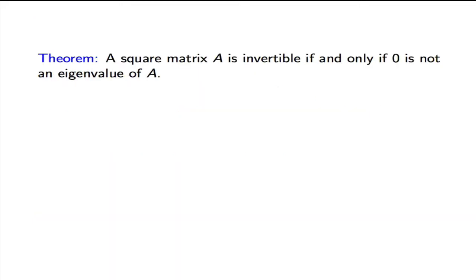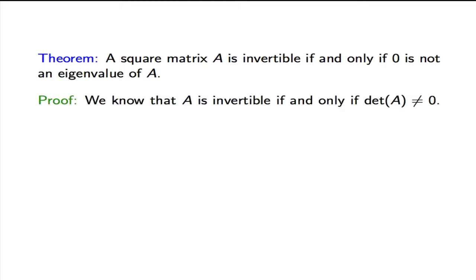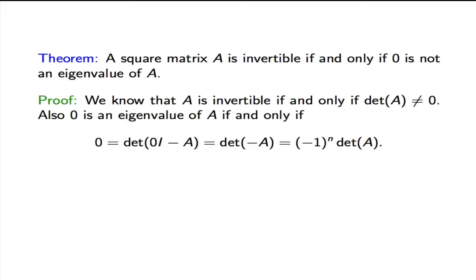An immediate corollary of this result is that a square matrix A is invertible if and only if 0 is not an eigenvalue of A. So let's see why this is true. To start with, we know that A is invertible if and only if its determinant is not equal to 0. But from the previous result, we know that 0 is an eigenvalue of A if and only if the determinant of 0 times the identity matrix minus A is equal to 0.